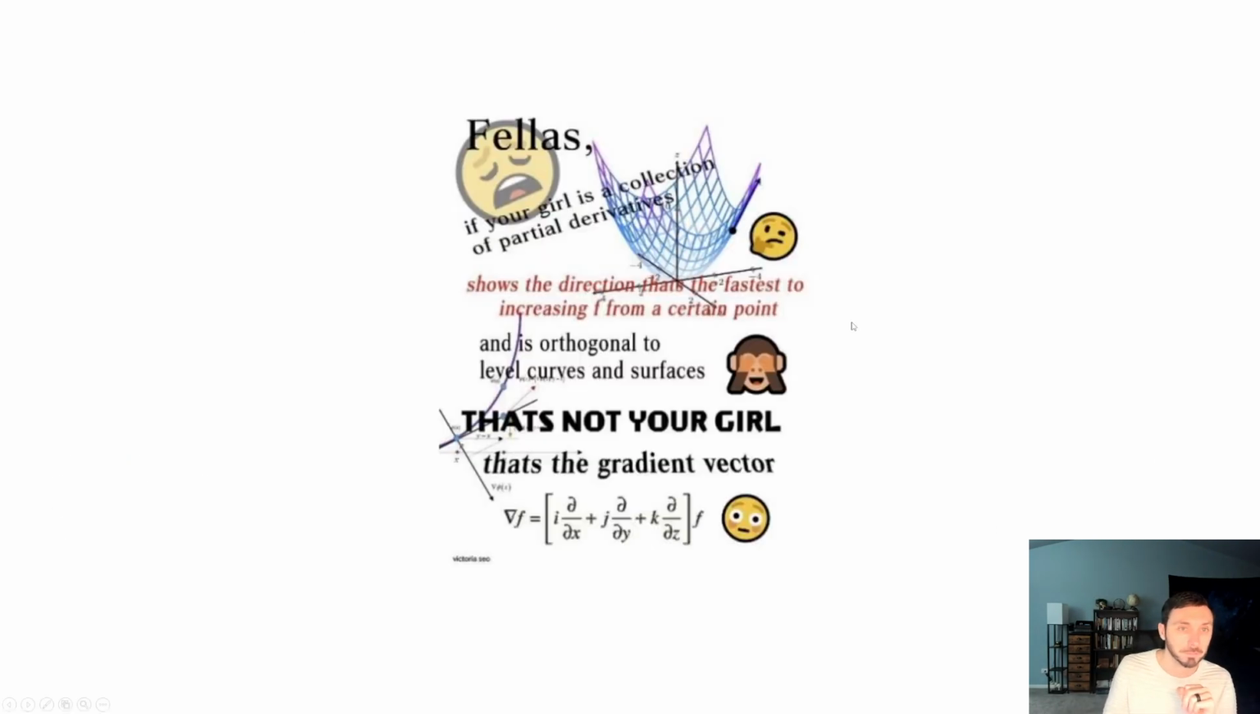Whoa. So fellas, if your girl is a collection of partial derivatives, that's a good key feature, shows the direction that's fastest to the increasing f from a certain point, so direction of greatest initial ascent, and is orthogonal to the level curves and surface. That's not your girl, that's a gradient vector. All right, those are the 3 key attributes.